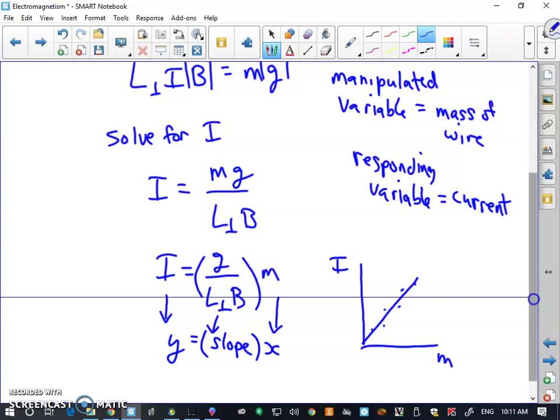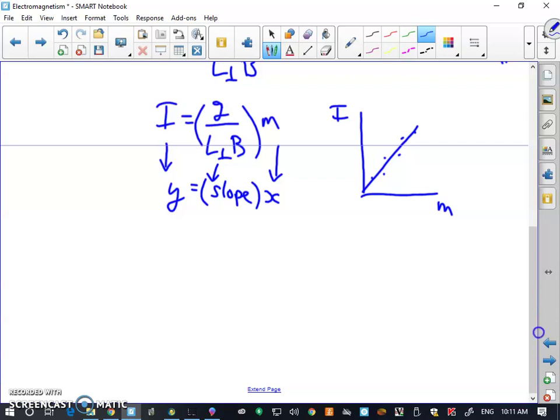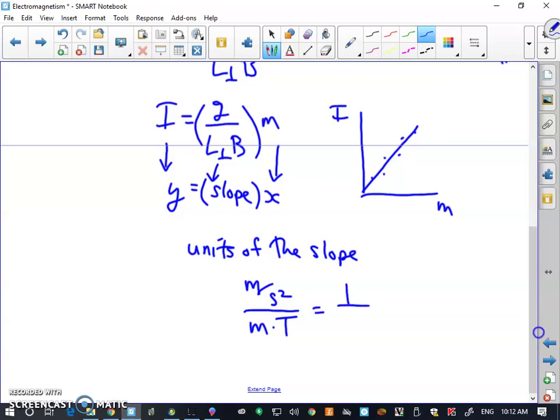Now, it also, in the question here, it says provide the units for the slope. So what are the units of the slope going to be here if we have G on the top, L perpendicular, and B on the bottom? Well, so the units of the slope are what? Well, G is meters per second squared, L is in meters, and B is in Teslas. Okay? So you have the following. 1 over, since mass cancels off, second squared times Teslas.